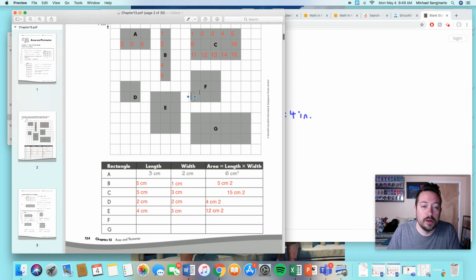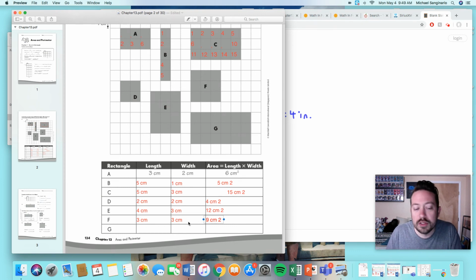Okay, 2 more. We've got another square. All 4 sides are the same. So 1, 2, 3 for the length. That means the width is also going to be 3 centimeters because we have 1, 2, 3. And if I counted all of them up, 1, 2, 3, 4, 5, 6, 7, 8, 9, I would get 9 centimeters squared. If I just did 3 times 3, 3, 6, 9, 9 centimeters squared.